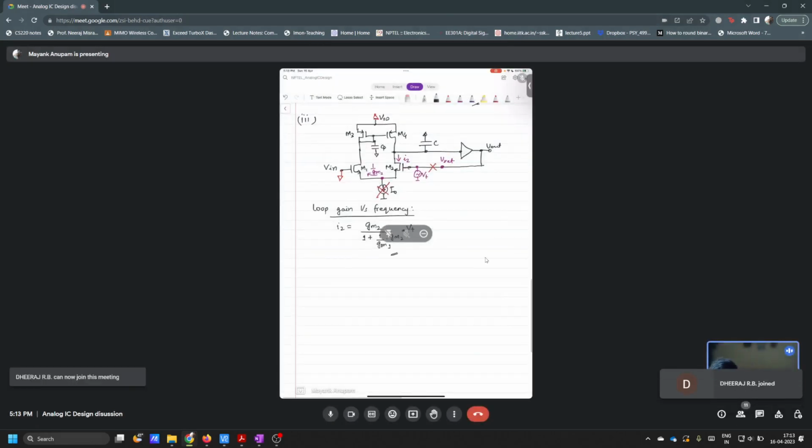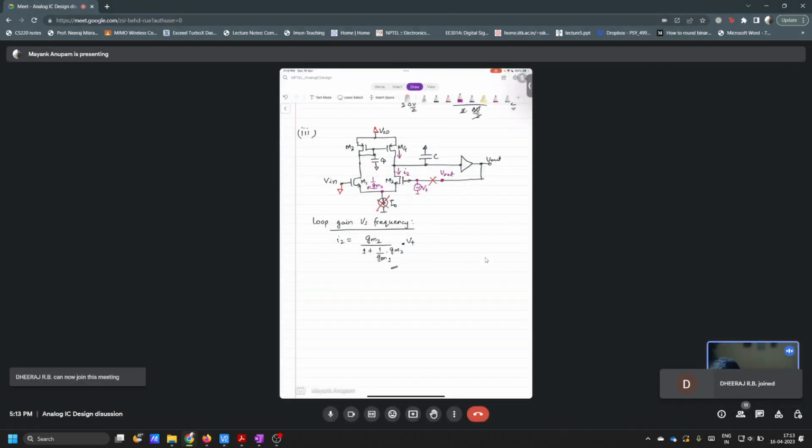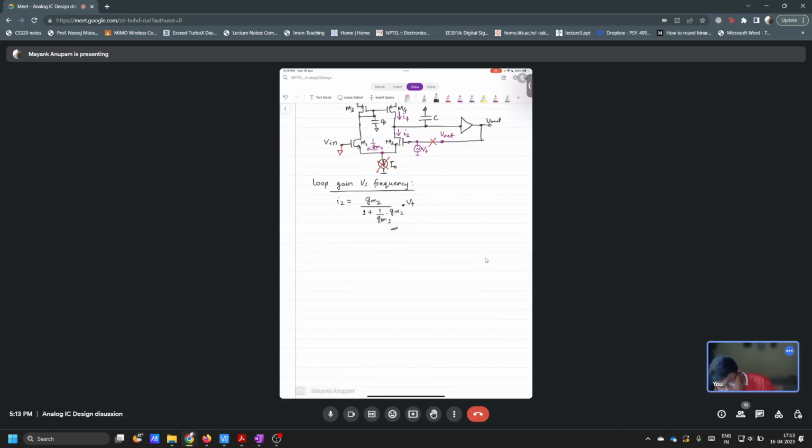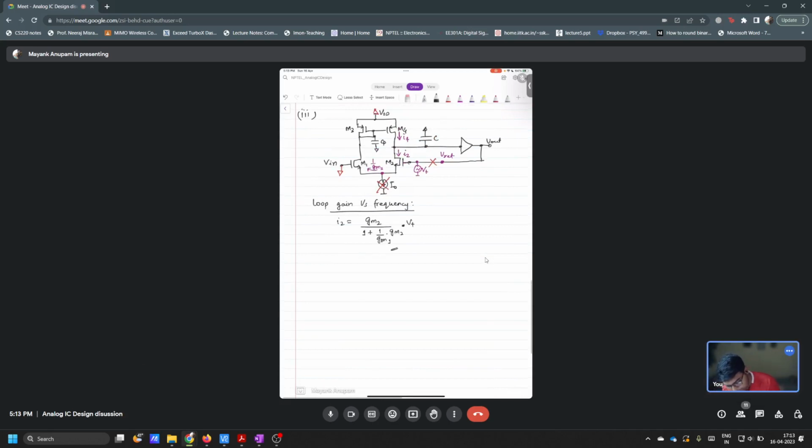But there will be a current component due to M4 also, right? Here also. So what is I4? Only that it will be mirrored. So whatever current flows through M1 will be mirrored here, right? So what will be I4?